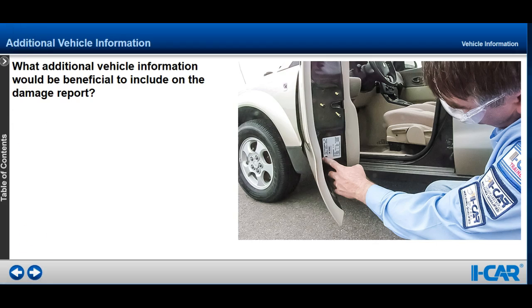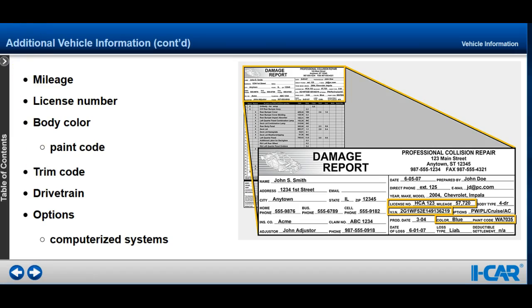Okay. So other additional information that would be beneficial to include on the damage report are all of these. The mileage, one of the most important in my mind to get is the mileage. How many miles did it have on it when you wrote the estimate? That is very important. That can change. That will also show that you didn't get out and joyride in the vehicle when you had it in your shop. Okay, the license number of the vehicle, the body color.